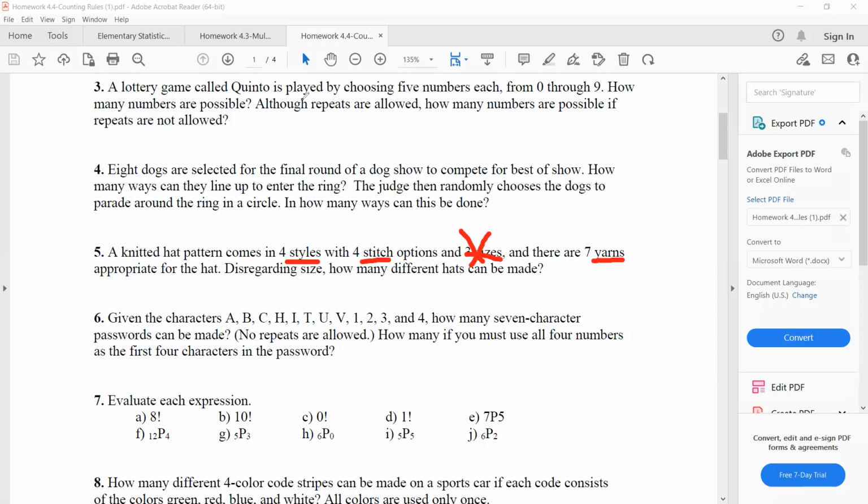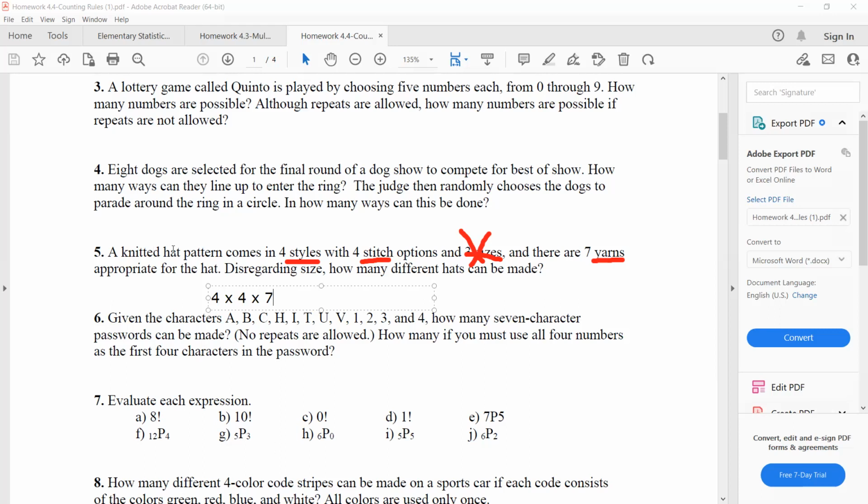So we're going to look at what we call the fundamental counting rule, right? So we have 4 ways to do the style. We have 4 stitch options. And we have 7 yarns. So if you multiply that out, we have 4 times 4 times 7. That's going to be 16 times 7.